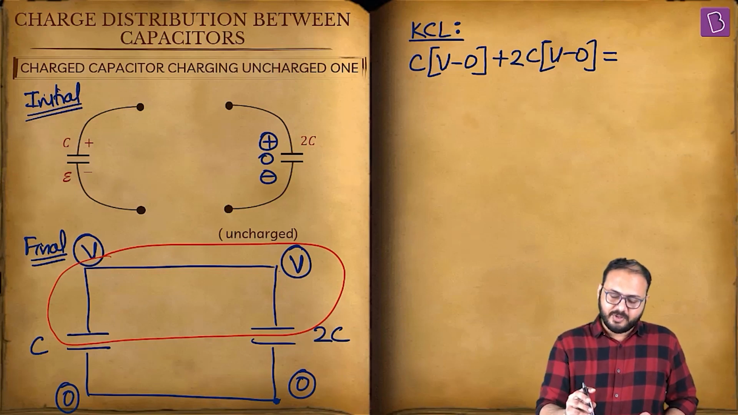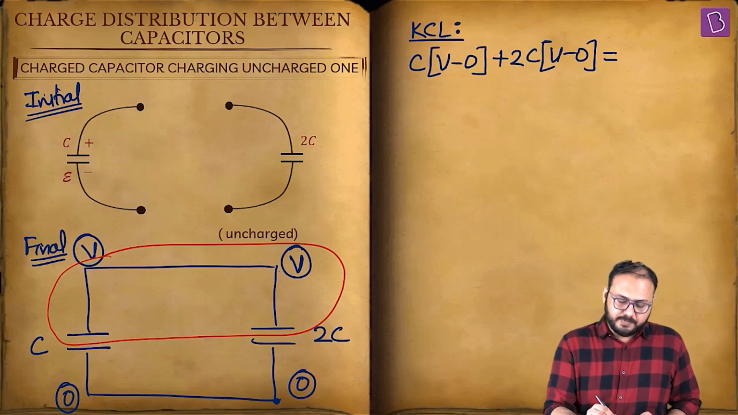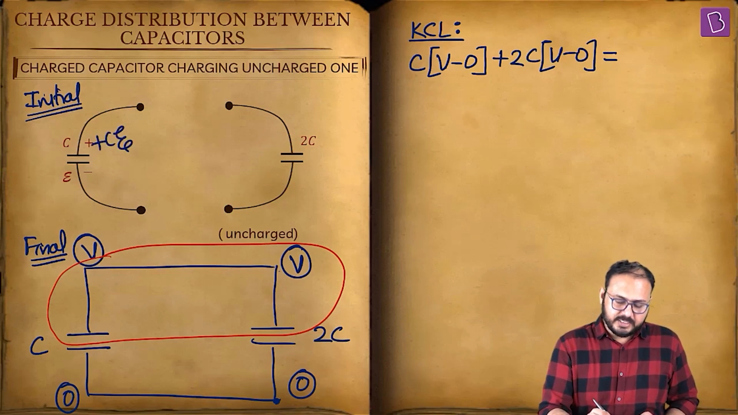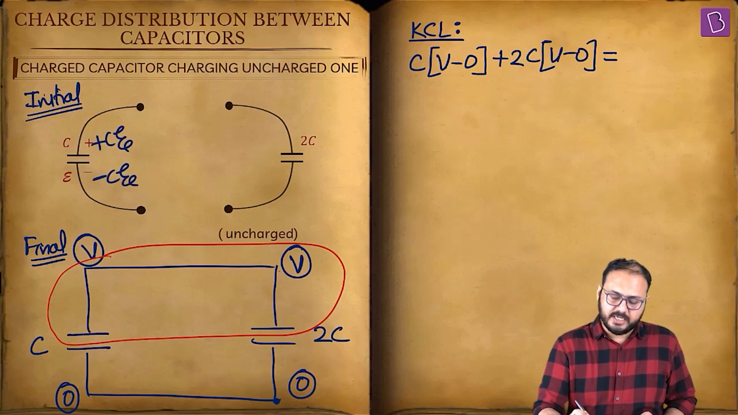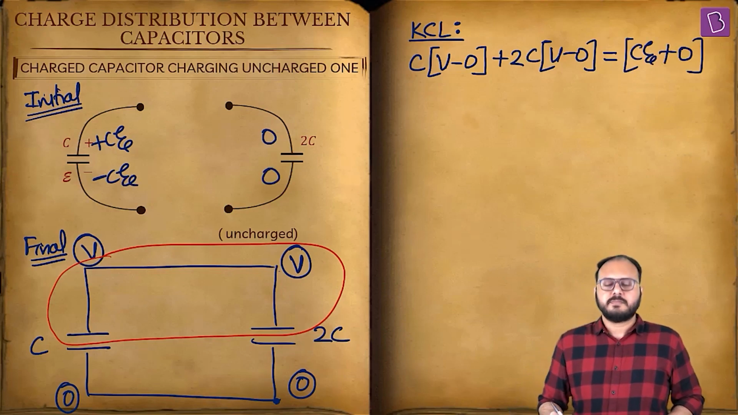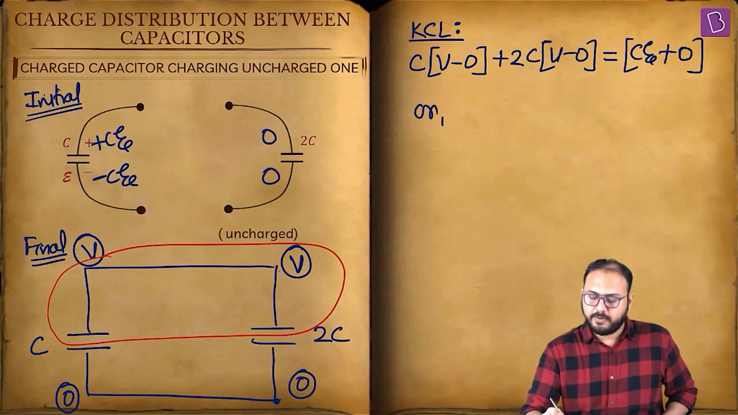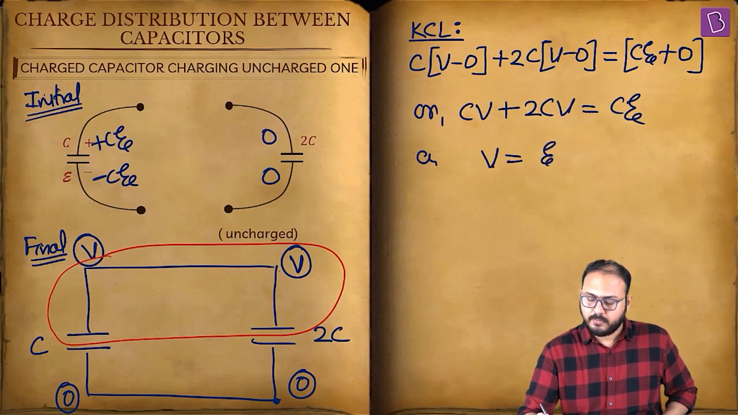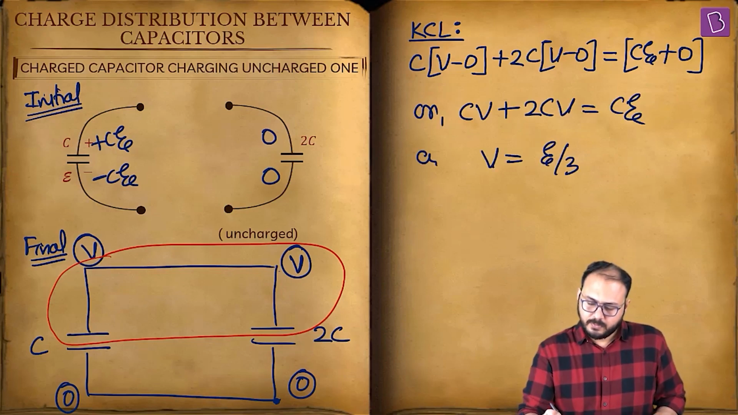This time, the old charge is that this plate already has a CE charge and this plate has a minus CE charge. This has 0, this has 0. So what will you write here? That's right, CE plus 0. Or CV plus 2CV is equal to CE. Or V equals E by 3.